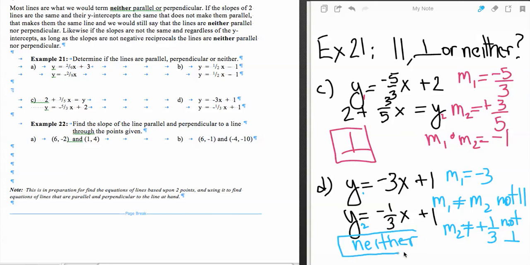Alright, so our next example, we're going to come back to the last section, and we're going to find slopes, and then we're going to find the slope of the line parallel and a slope of the line perpendicular. Again, you might want to go ahead and copy down example 22, do it on your own, then come back to the video and check out your answers.